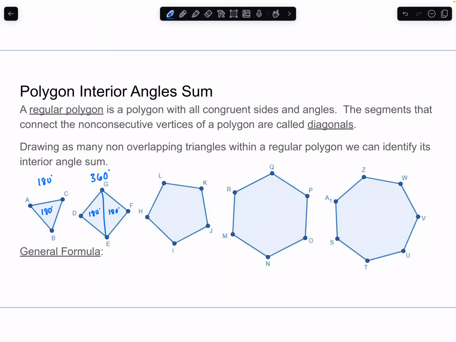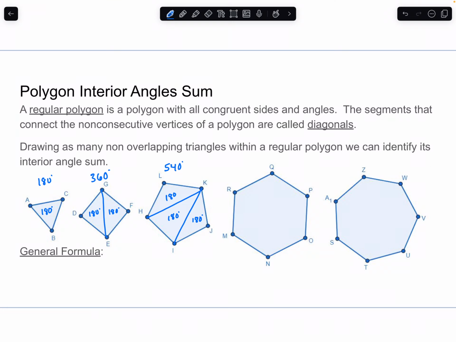Let's try it with the pentagon. I'm going to connect two non-consecutive points. So I'm going to connect H to K, and then I'm going to connect K to I. Notice how these three triangles are now formed, and they're non-overlapping. So this triangle adds up to 180, this triangle adds up to 180, and this triangle adds up to 180. We really just have 3 times 180 degrees, which is a total of 540 degrees. So any pentagon will add up to 540 degrees.